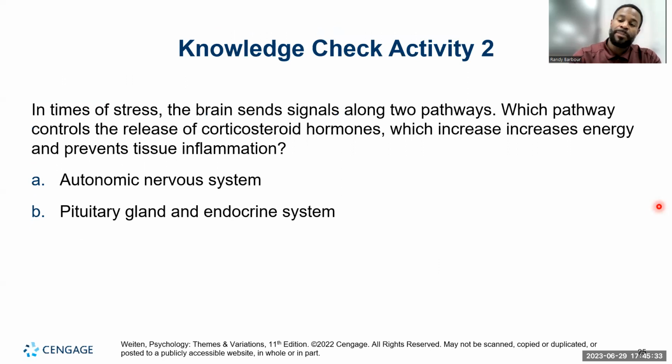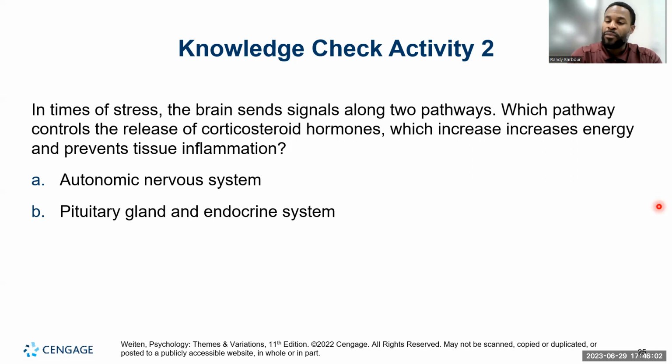So here's just a check. We talked about those two pathways. We talked about the pituitary gland. We talked about the hypothalamus and how it then leads to the autonomic nervous system. And they have certain things that happen. So it says in times of stress, the brain sends signals along two pathways. It asks which pathway controls the release of corticosteroid hormones, which increases energy and prevents tissue inflammation.